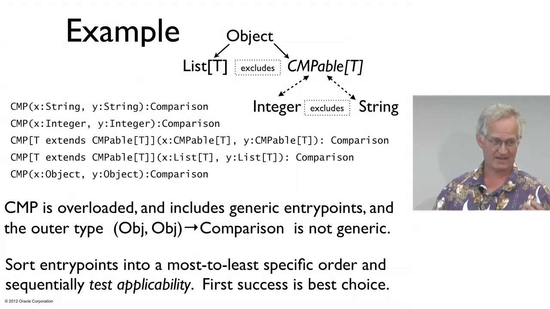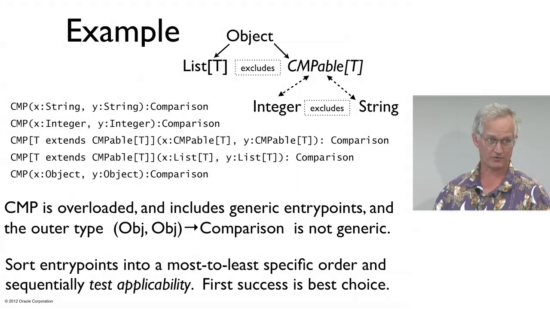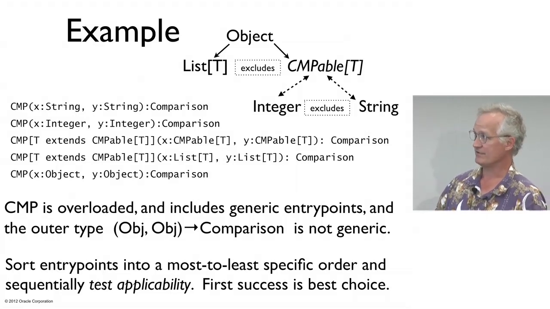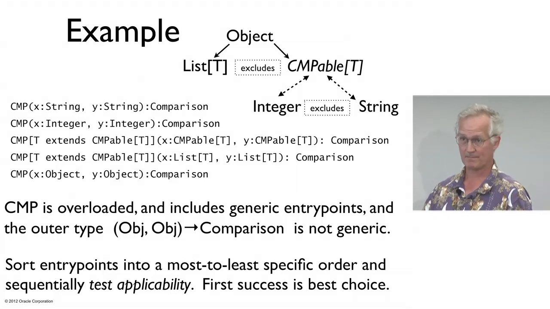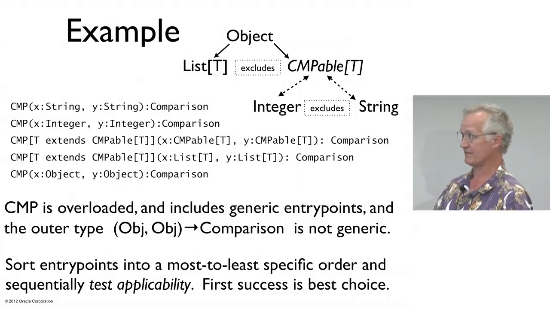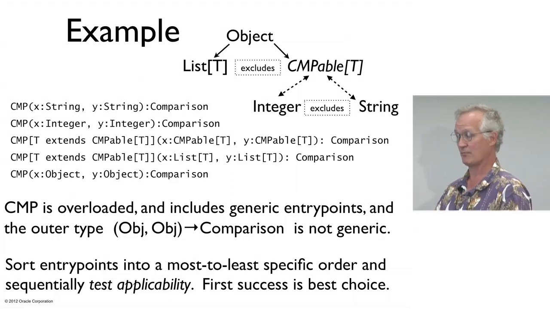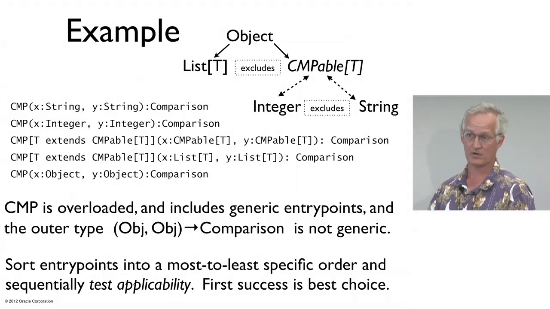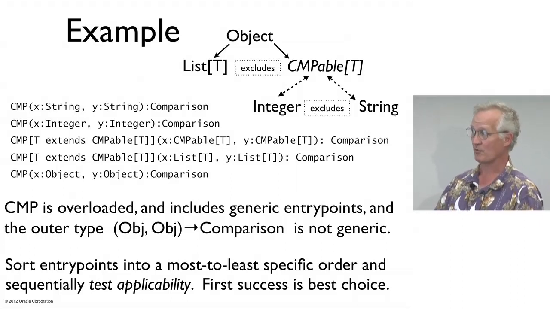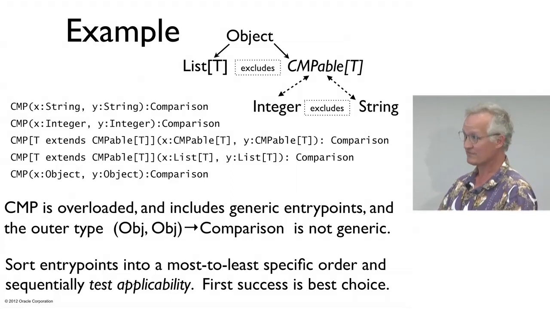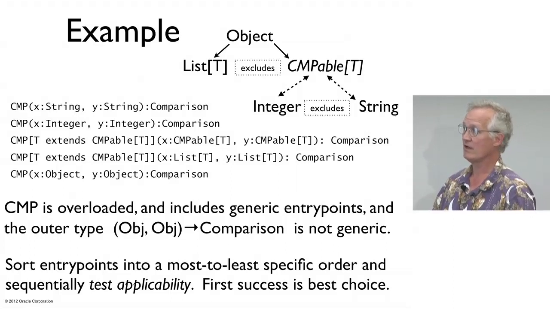This is my example overloaded function. We'll return to this later with a worked example. And the idea here is you have the comparable type, comparable of T, and it excludes list of T. They're both objects, they're both traits. And in addition, we have integers, which extend comparable of integer, so they are themselves comparable, and string, which extends comparable of string. So they are similarly comparable with themselves, but not with integers.